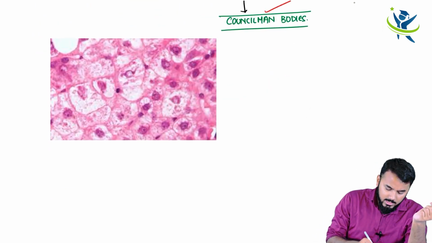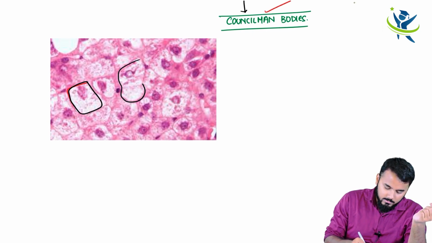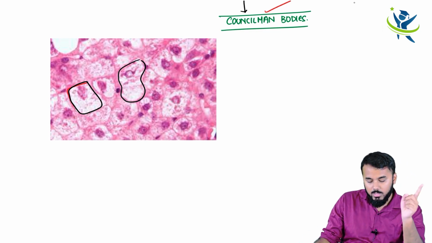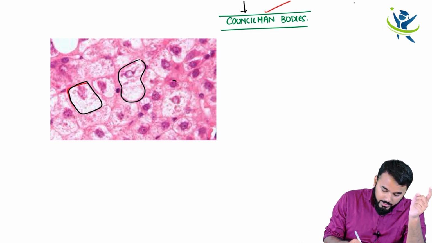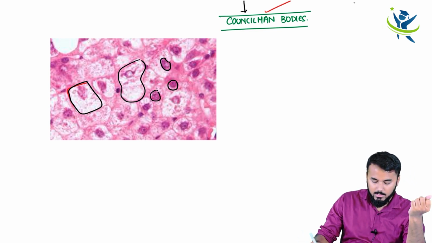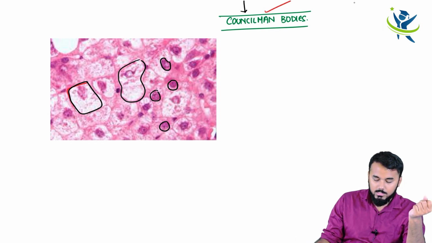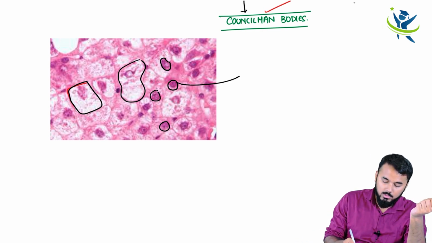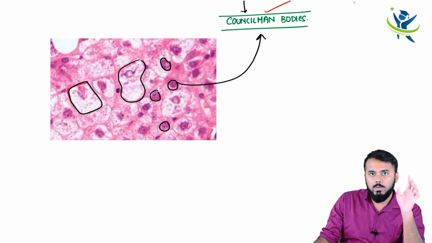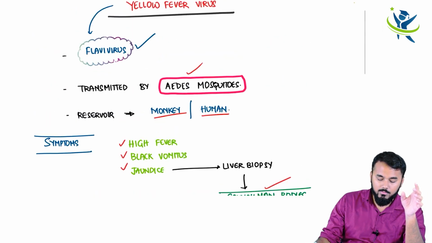Look here, all these are hepatocytes. All these cells over here are individual hepatocytes like this. Now in between the hepatocytes, can you find cells like this? Can you find such cells over here, in between the hepatocytes? So another here. These cells are called Councilman bodies. So Councilman bodies are found in case of yellow fever virus.